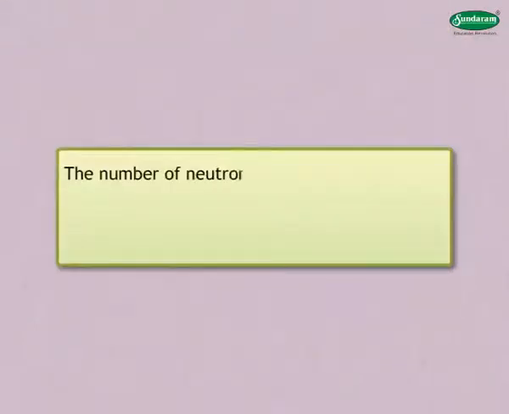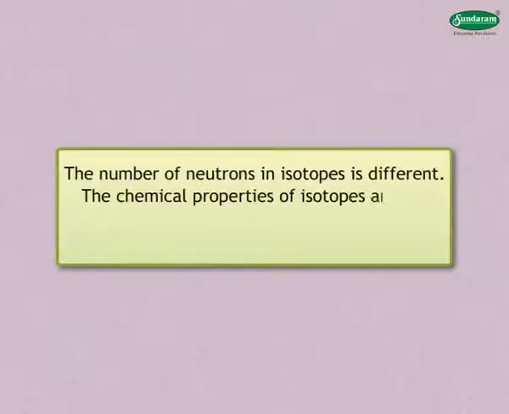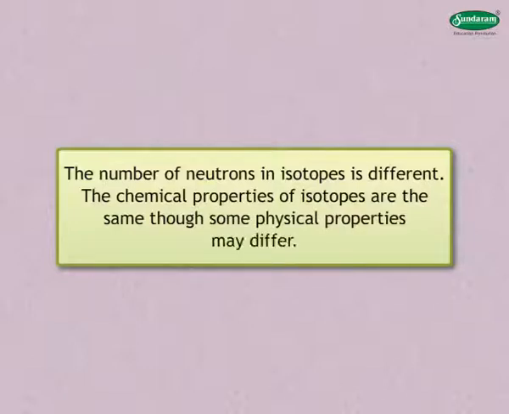The number of neutrons in isotopes is different. The chemical properties of isotopes are the same, though the physical properties may differ.